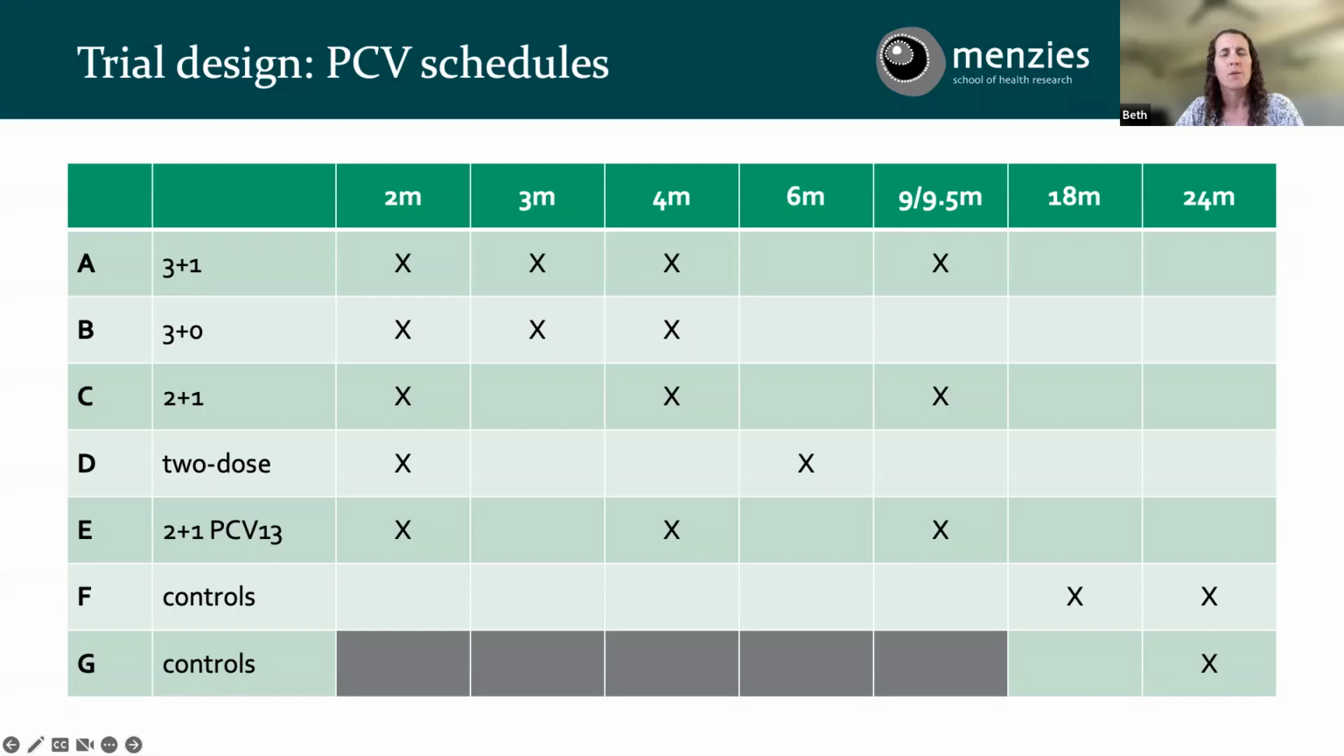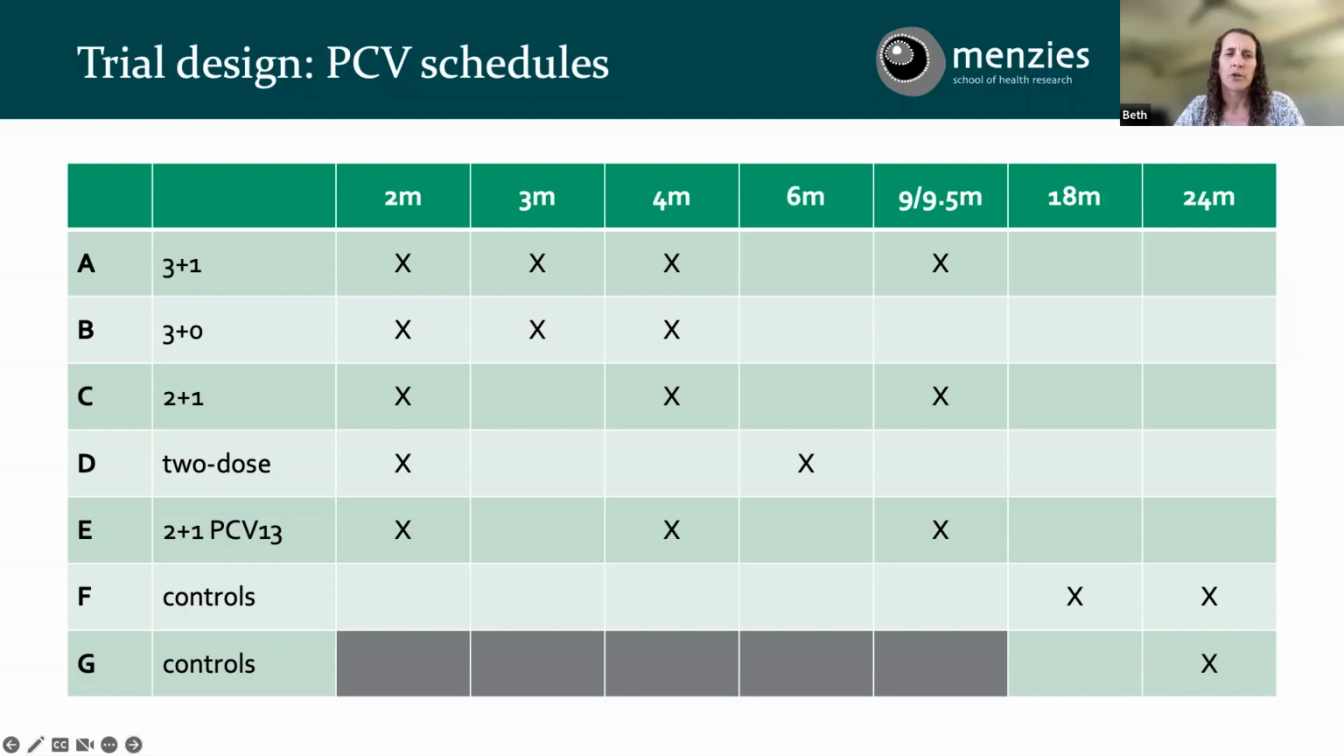So the trial design, there were 6 groups recruited in infancy at 2 months of age. Those children received one of 4 PCV10 schedules, that's groups A to D in the table, or a 2+1 PCV13 schedule, group E, and we had an unvaccinated control group, group F, that received their first dose of PCV at 18 months. Initially, 18 months was going to be the end of the study, but we later got additional funding to extend follow-up to 24 months of age.